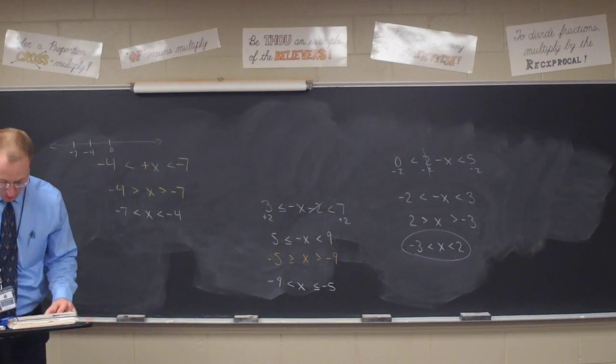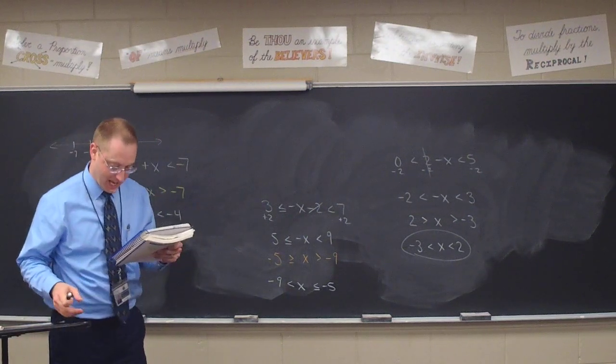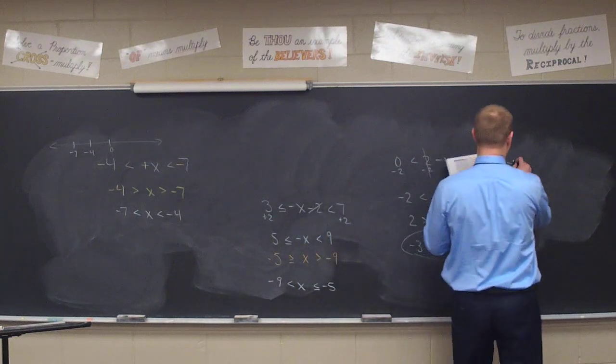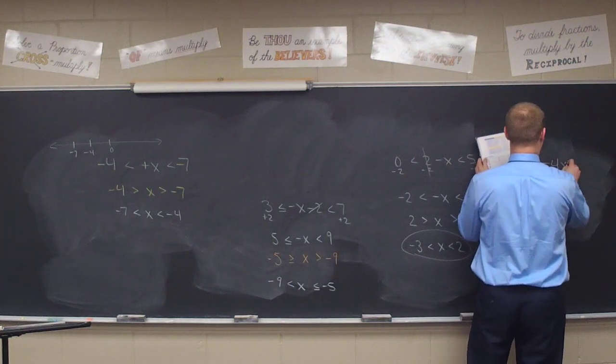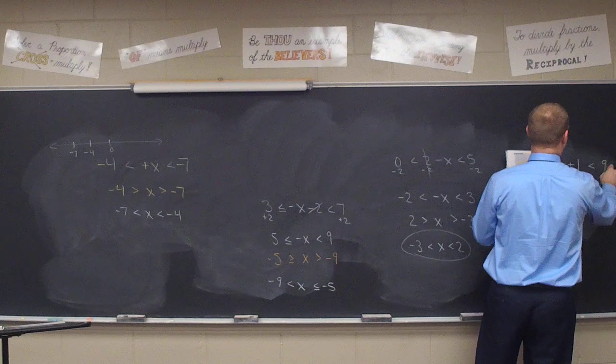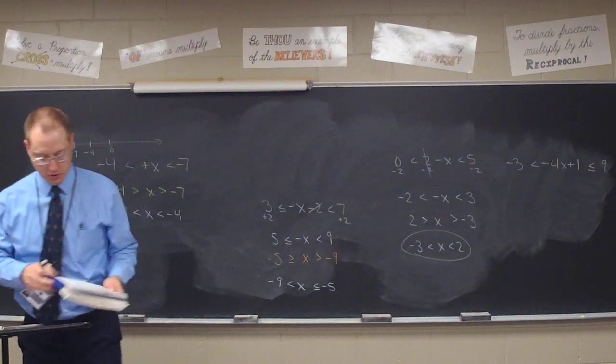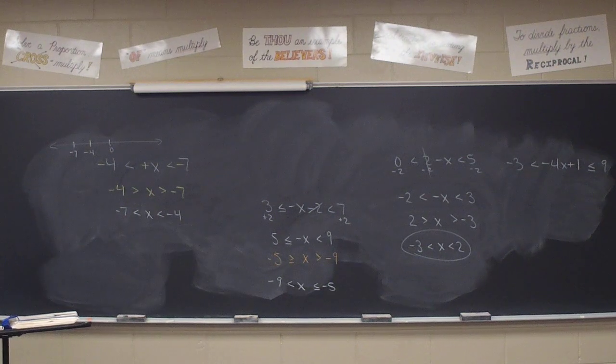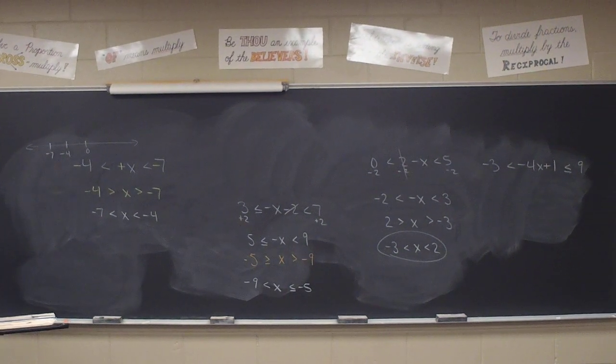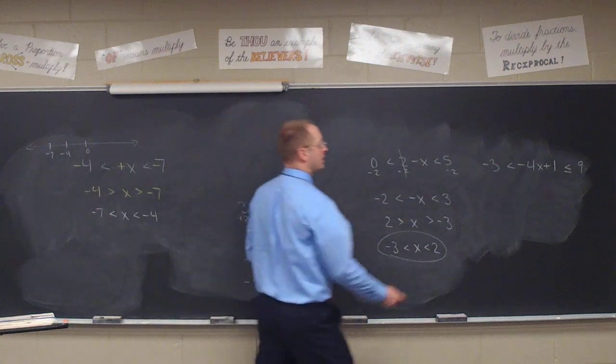All right, last one we'll look at, and then I'll have you try some of these on your own. Number 18. We've got negative 3 is less than negative 4x plus 1 is less than 9. I'm going to make this a less than or equal to 9. If you'll make that change on your paper as well. So we're going to modify number 18 just a little bit, make that a less than or equal to 9 at the very end of the problem.